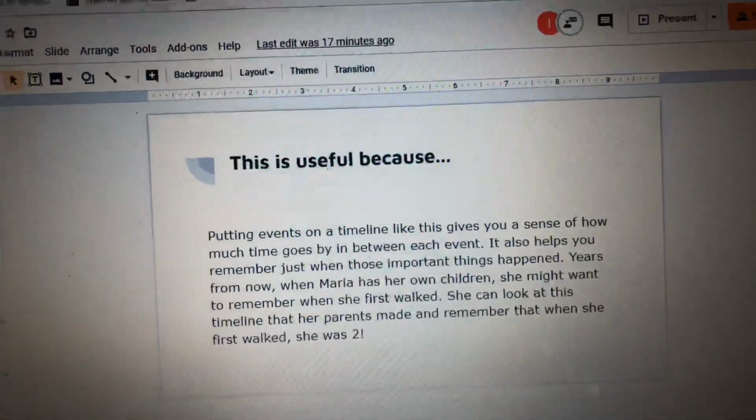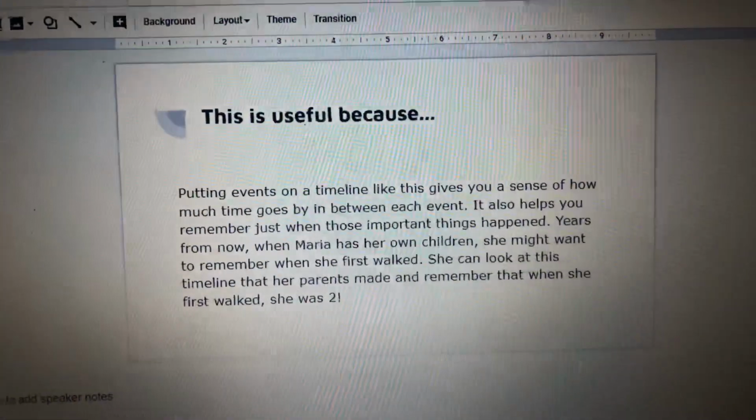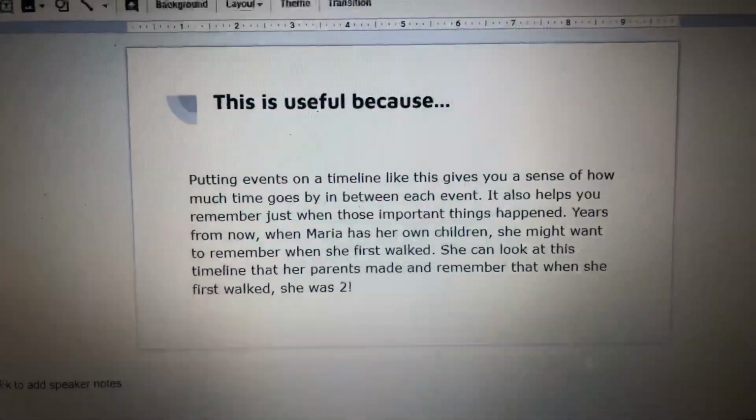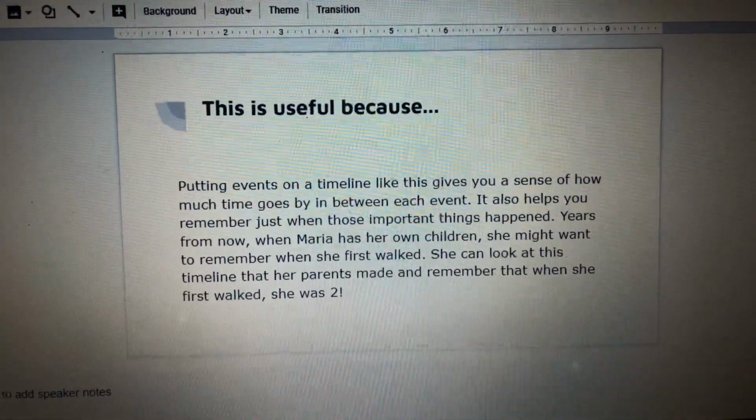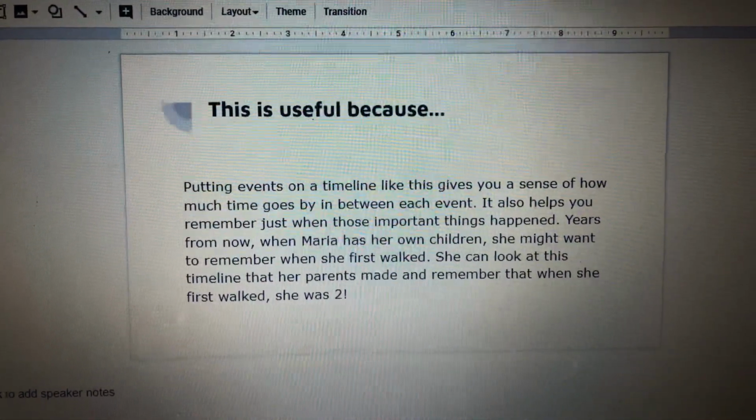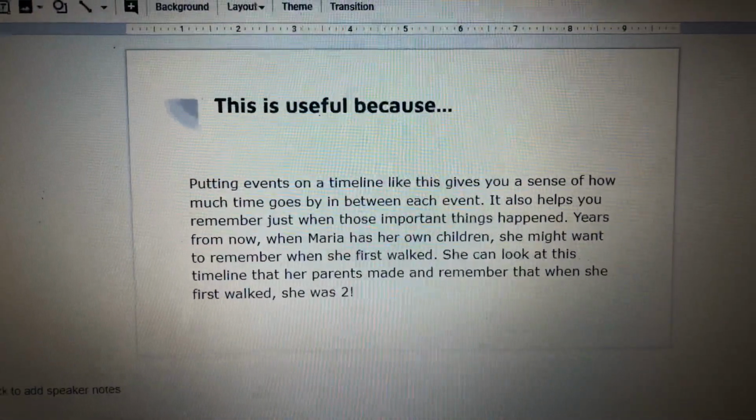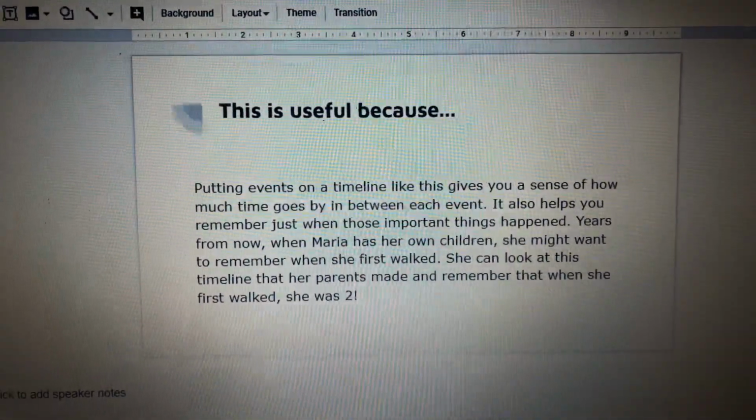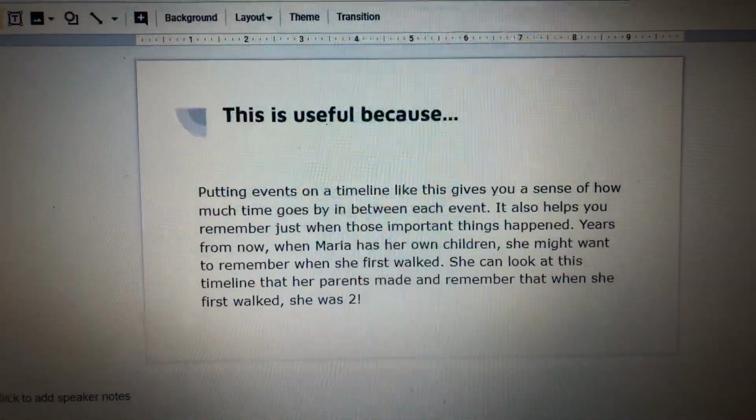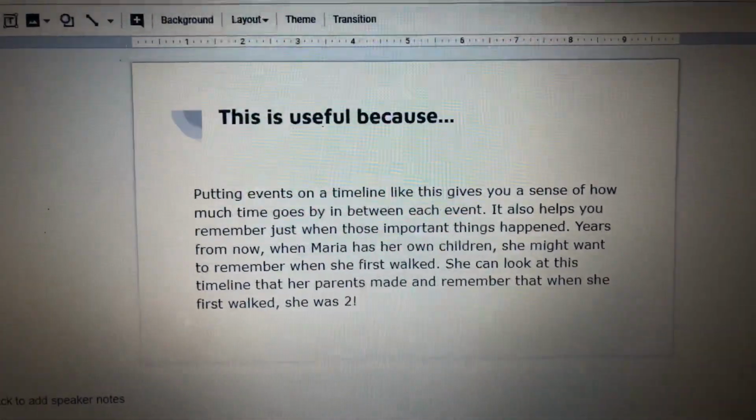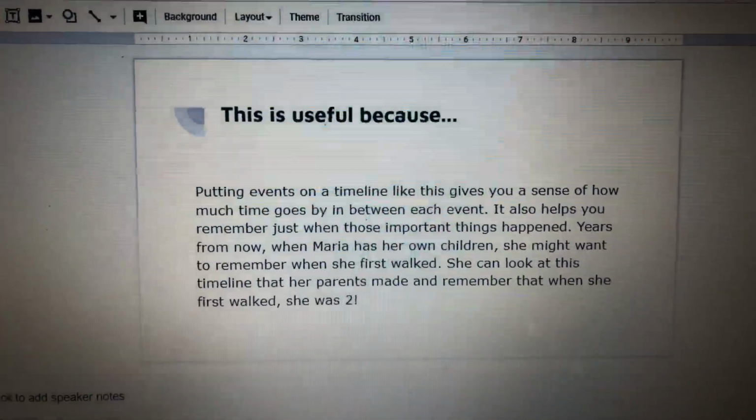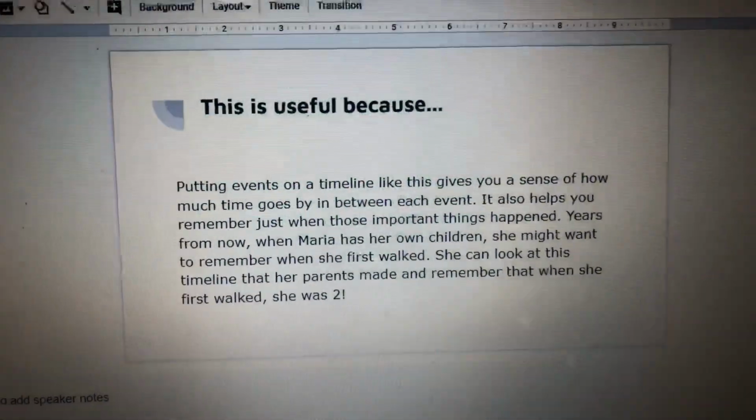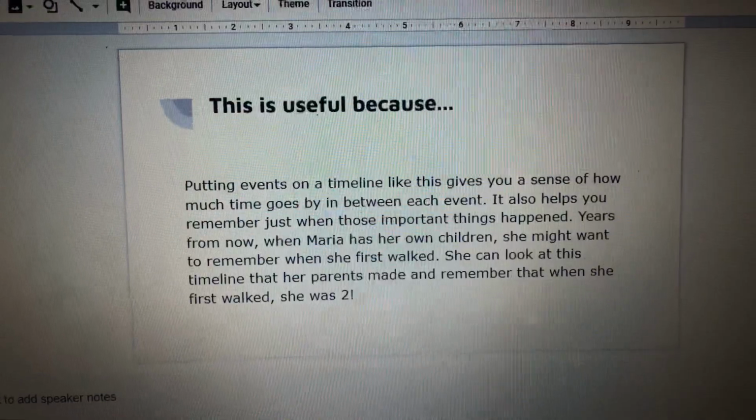Okay, why is this useful? What's the reason we're doing this? Because you guys always ask that question, right? Putting events on a timeline like this gives you a sense of how much time goes by in between each event. So we're not looking at just the ordering of events. We're also looking at how much time is taking place in between events. Like in science, the biggest example I can give you right now is the virus we're facing.